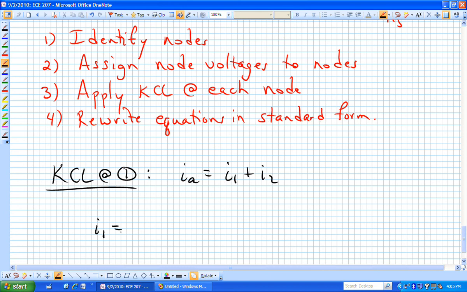Do you remember? You have it in your notes. What is I sub 1? Ohm's law, right? And we know it in terms of V1 and R1. This is V1 over R sub 1, right?